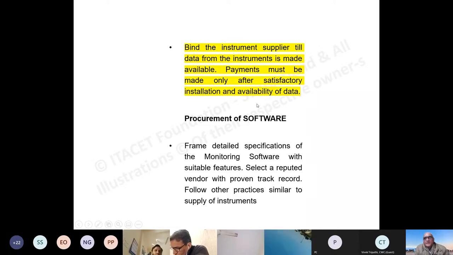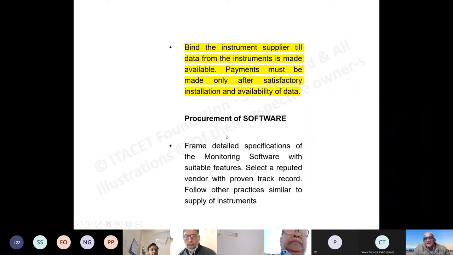Payment must be made only after satisfactory installation and availability of data. Mind you, availability of data. In my career, I have dealt with only one or two projects where they were very keen that the instrument data must come, and they paid fully only after the data had been received. In those projects, instrumentation has been really very successful, with a success rate of something like 80 to 85%, which is considered very high for the dam industry. So this must be used.